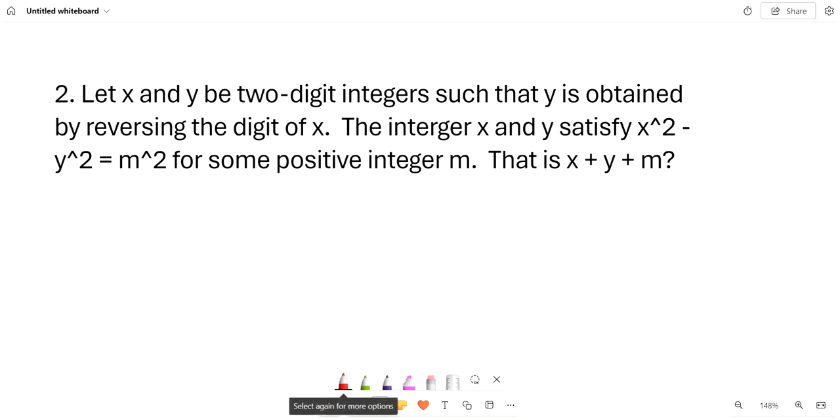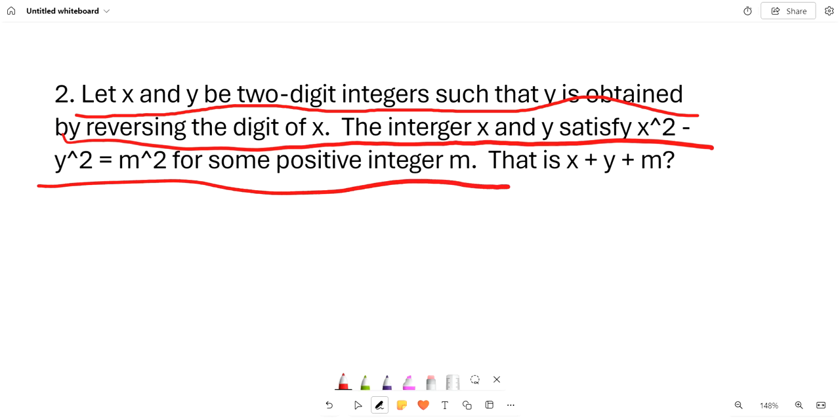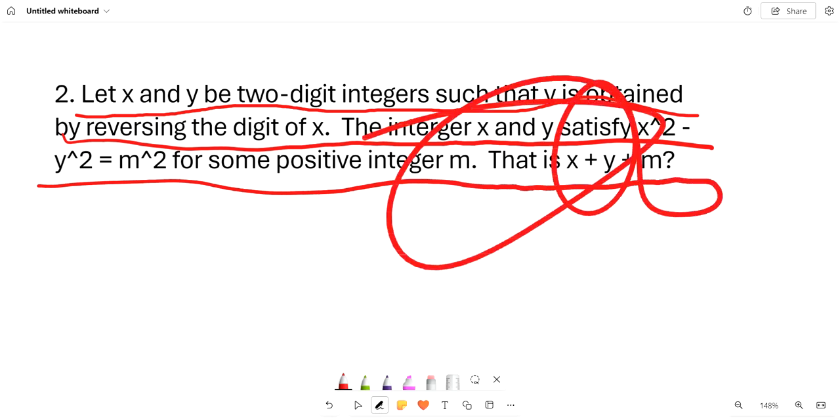So this is the week 33 quiz, and number 2 says: let x and y be two-digit integers such that y is obtained by reversing the digits of x. The integers x and y satisfy x squared minus y squared equals m squared for some positive integer m. What is x plus y plus m?